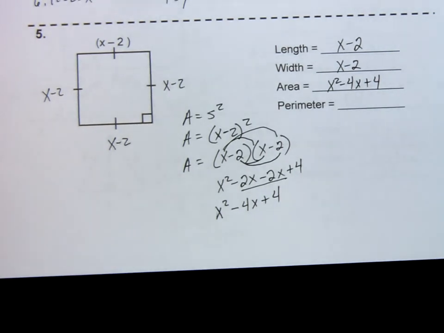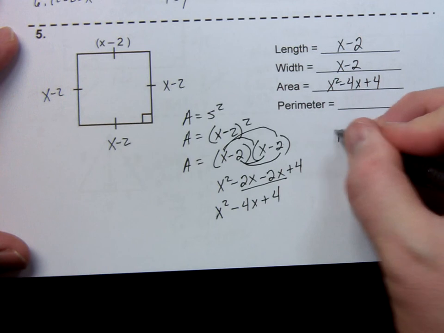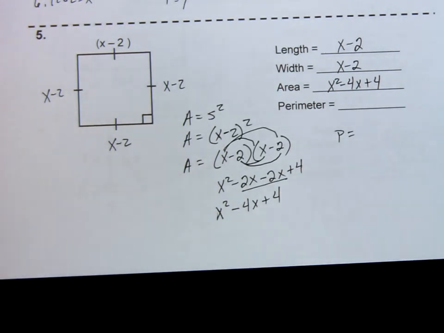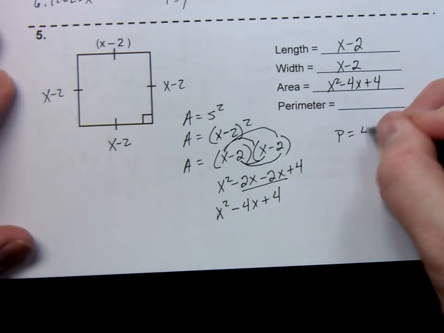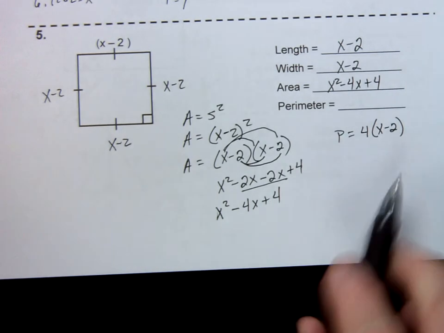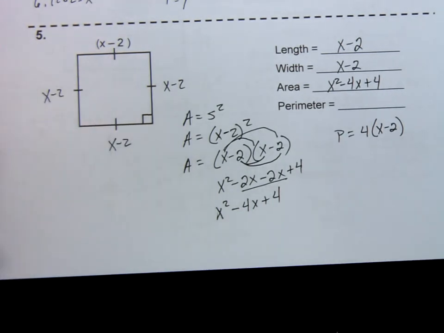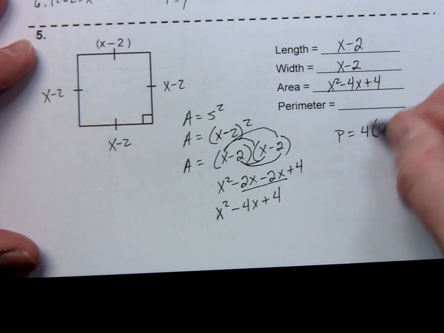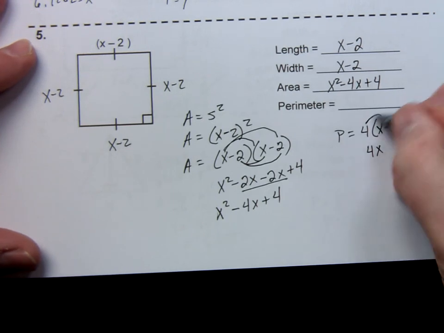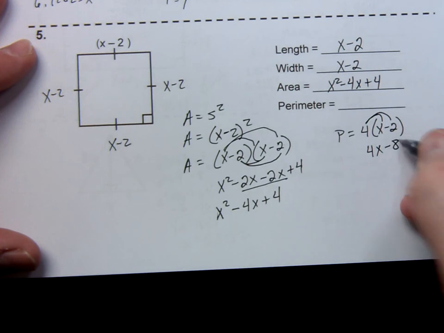Then for perimeter, we add up all the sides. So for perimeter, each side is x minus 2. So I can do x minus 2 plus x minus 2 plus x minus 2 plus x minus 2. Or I can take that one side and multiply it by 4. I got 4 congruent sides. I can take whatever that side length is and just multiply it by 4. Now when we do that, we have to distribute this multiplication. So we're doing 4 times x is 4x. 4 times negative 2 is negative 8. And there is the perimeter.